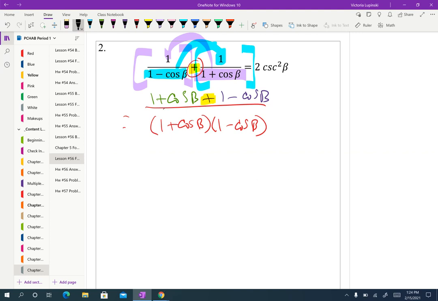The good thing being that the positive cosine and the negative cosine cancel. 1 plus 1 is a 2, which that's looking really good because we need one of those.